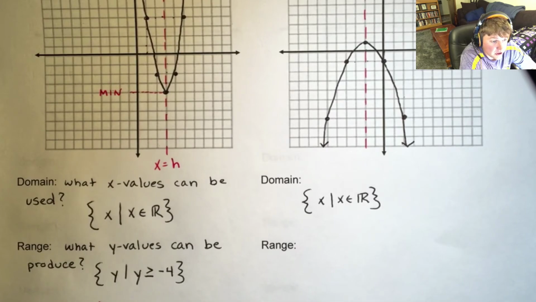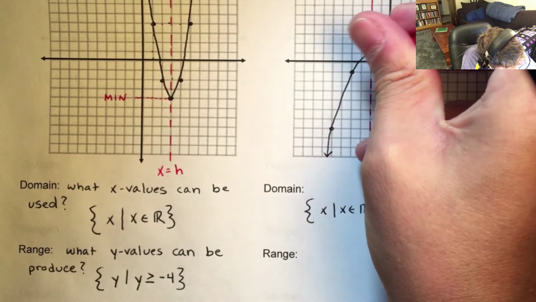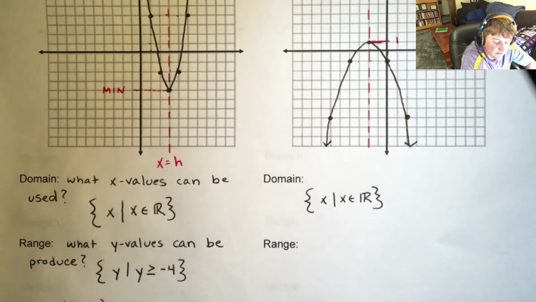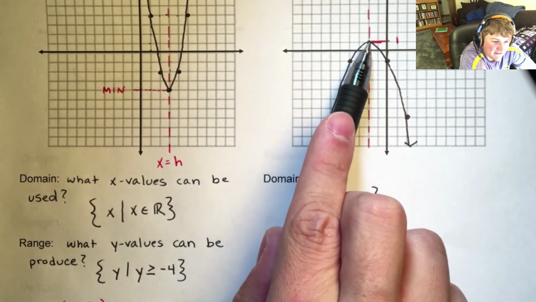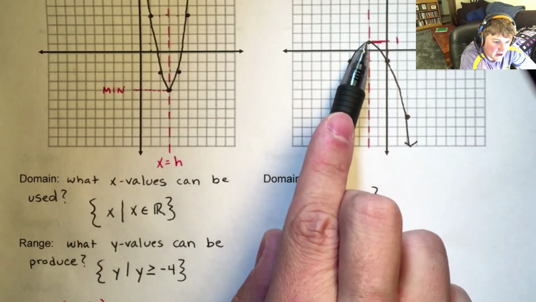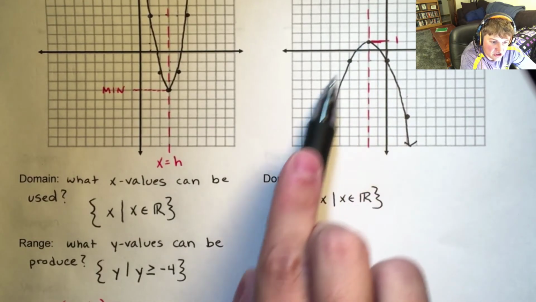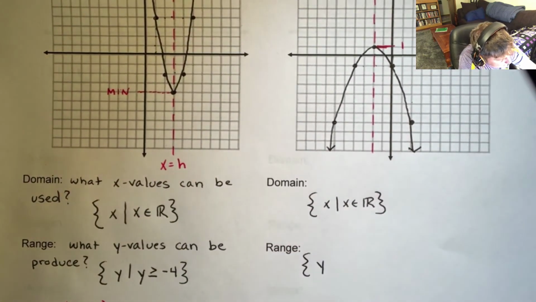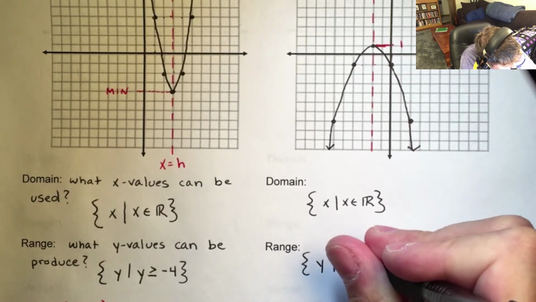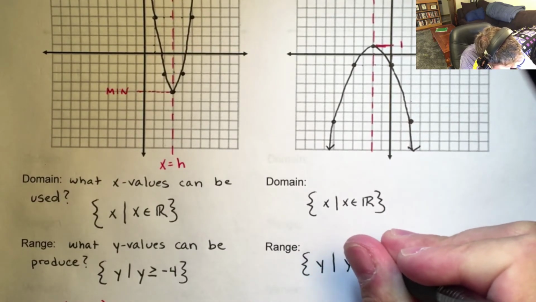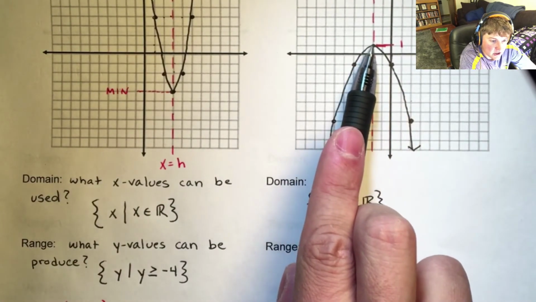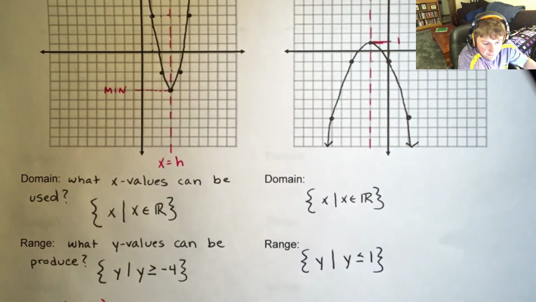The y value, though, the range definitely changes. So the y value here, we kind of have a ceiling, right? We have a ceiling here at 1, meaning that my range is different. I can produce y values starting at 1 and I can produce y values less than that on each side. So I'm going to say that my range is the set of y values such that y is less than or equal to 1. Now, the other one was greater than, but that's because the graph was opening up. This one is less than because my graph starts here and goes down.